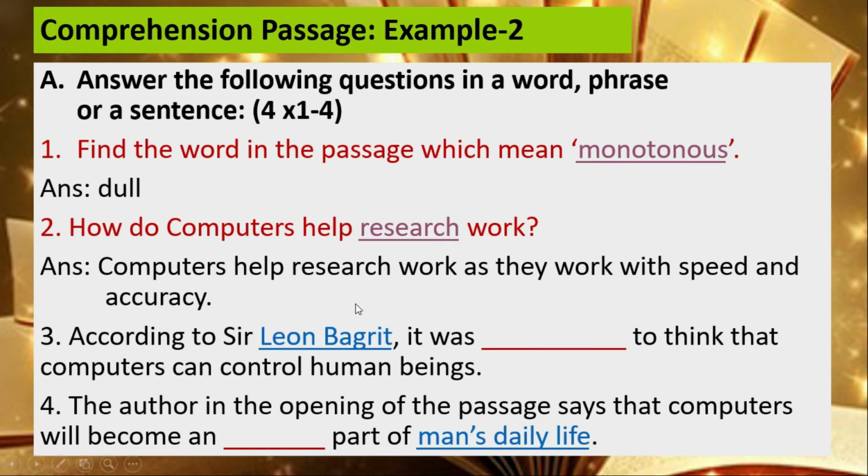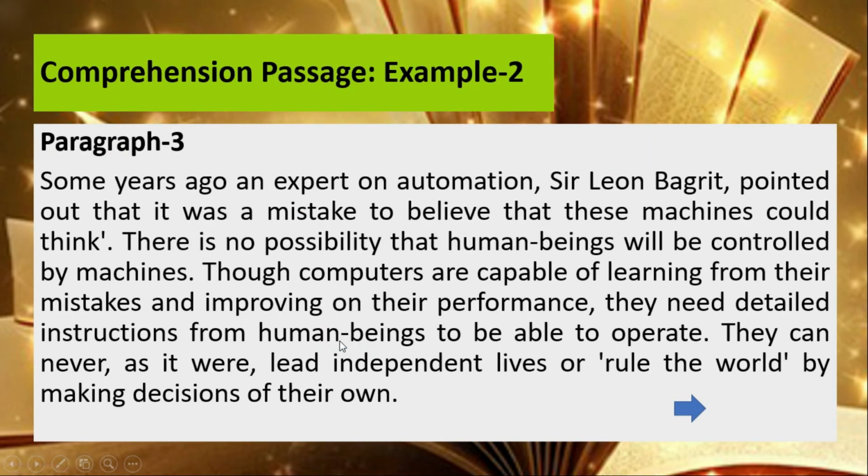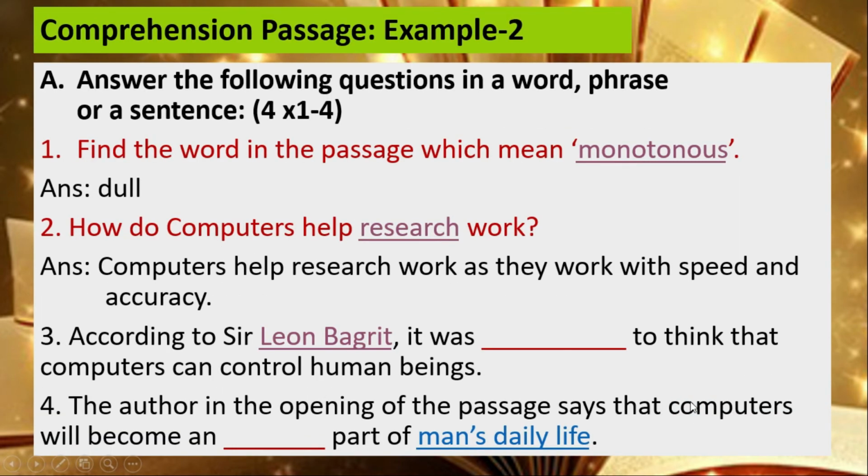You can say so. Yeah, move on to next one, third. According to Sir Leon Bagrit, it was dash to think that computers can control human beings. Opinion of Leon Bagrit is there in one paragraph, that is paragraph 3. You should go to that one. See what else he says. He pointed out that it was a mistake to believe, right? It was a mistake to believe is there here. So therefore here believe is not used, instead think is there. It was a mistake to think, or it was wrong to think. You can say it was wrong to think, or it was a mistake to think. That's how you can answer this part. It was a mistake to think is possible, right?